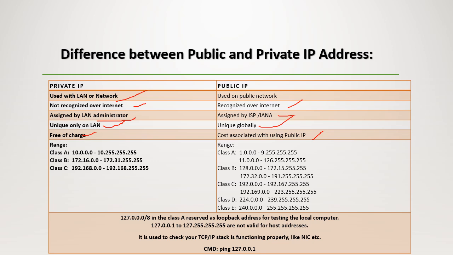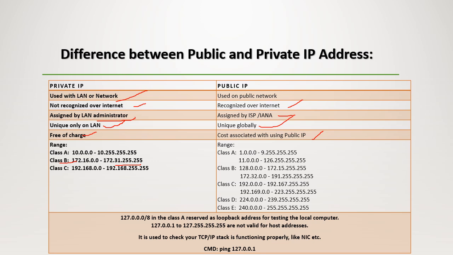If you see the private ranges, class A has 10.0.0.0 to 10.255.255.255, and class B has 172.16.0.0 to 172.31.255.255. Class C has 192.168.0.0 to 192.168.255.255. As we know, the public IP classes are class A, class B, class C, class D, and class E.